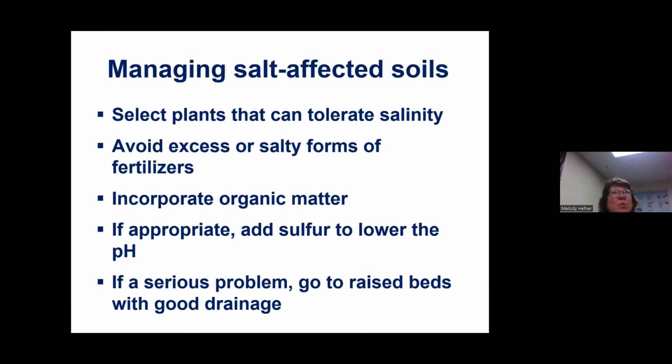You can incorporate more organic matter. Remember, you're going to increase the spaces where the soil can hang on to salt, and maybe that will help hang on to the nutrients the plants need instead of sodium. You can add sulfur again to lower the pH, and if it's a serious problem, you can go to raised beds and you really work at creating that interface and getting the drainage that you need, but not wicking the salt up into the raised beds.